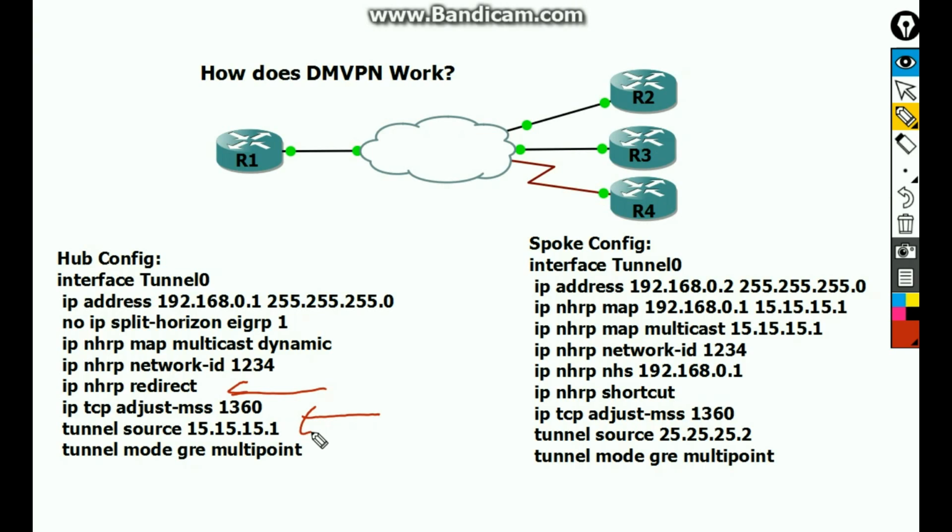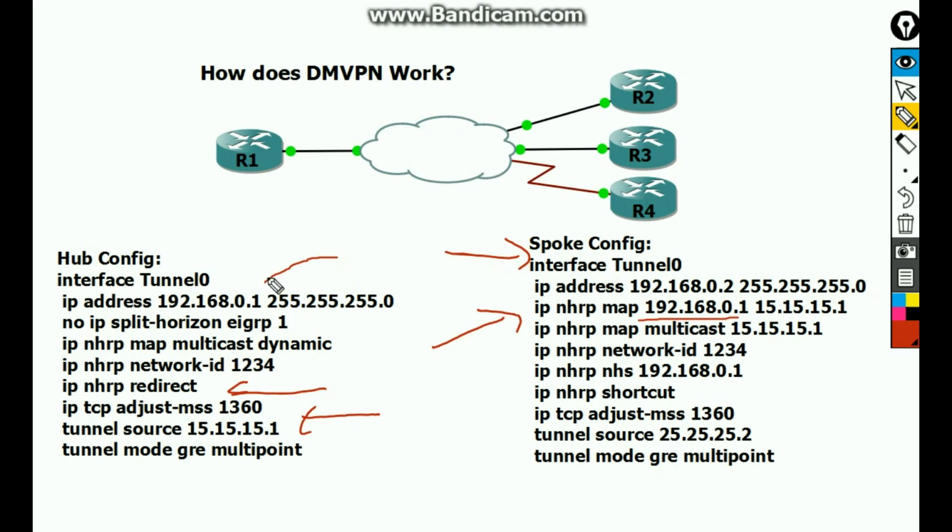The spokes are very similar, but you have to do a static mapping on who the next hop server is going to be. So on the spokes, we have to put ip nhrp map, and then this right here, 192.168.0.1, guess what?